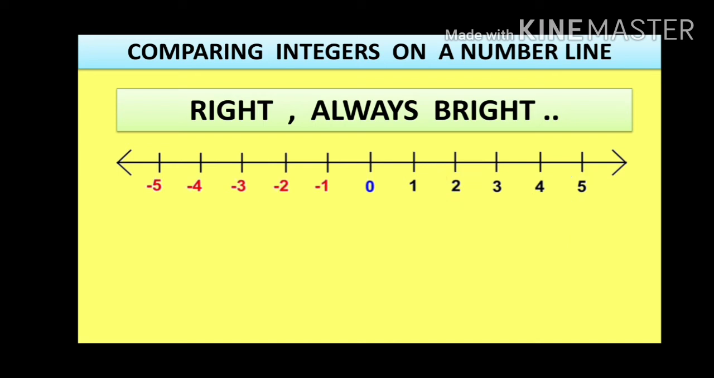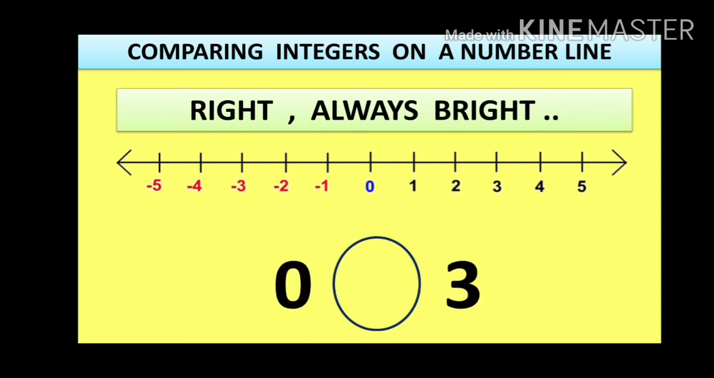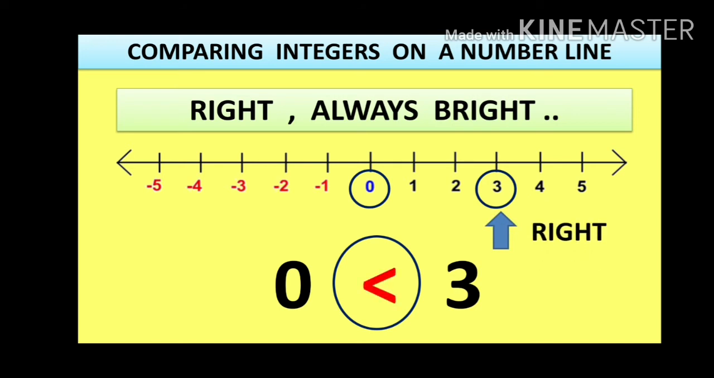Let's take one more example. Now let's compare 0 and 3. Same thing, we'll first identify 0 and 3 on the number line. Then which is on the right side? 3 is on the right side. So right always bright, so 3 will be greater than 0.